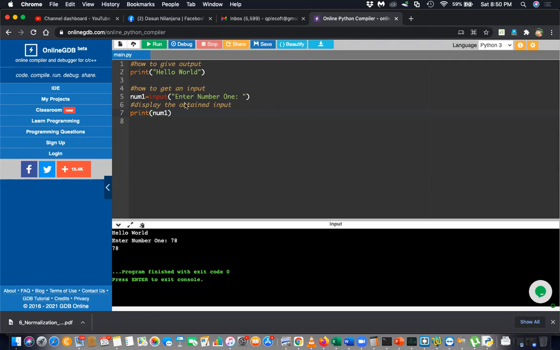And please note, as I said earlier, when printing identifiers, you are not using quotations. If you use quotation here, you will not get the identifier, instead you will get a text value, right? If you type it with quotes, you will get num1, which is the text value, not the identifier. But if you remove the quotation, you will get the identifier's value, right?